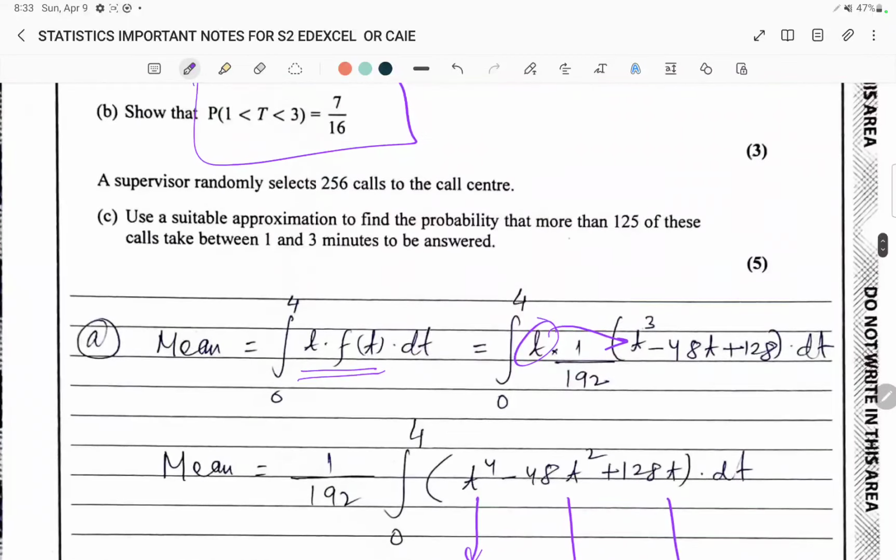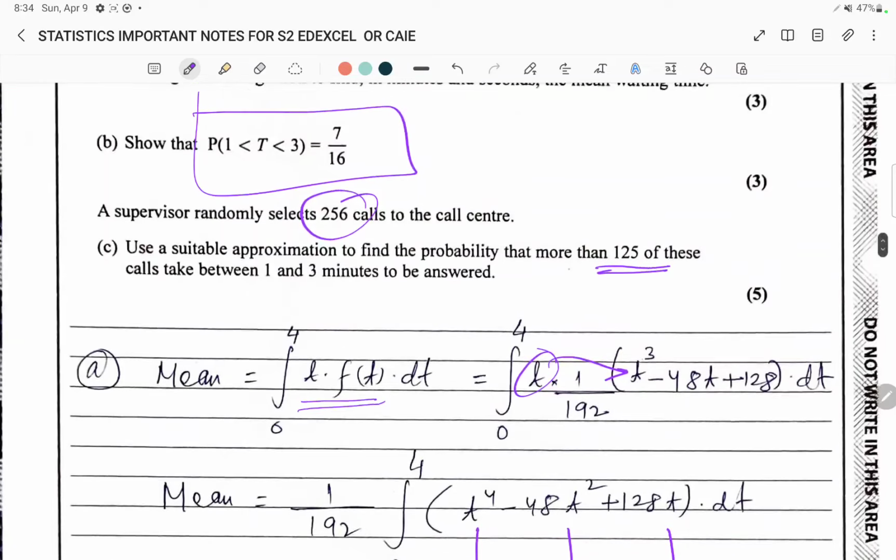Now a supervisor randomly selects 256 calls to the call center. Use a suitable approximation to find the probability that more than 125 of these calls take between 1 and 3 minutes to be answered. So for 1 to 3 minutes, P is already 7 by 16 and Q will be 1 minus 7 by 16, which is 9 by 16, right?